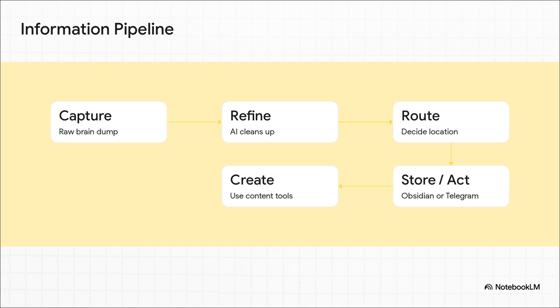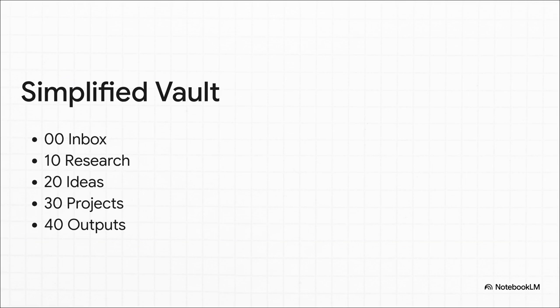If you've ever felt like your notes are just a black hole where good ideas go to die, this is the fix. Think of Obsidian as the raw materials warehouse in our factory. The ideas might enter messy, but they definitely don't stay that way. The folder structure is incredibly simple. You've got 00 inbox, 10 research, 20 ideas, 30 projects, and 40 outputs.